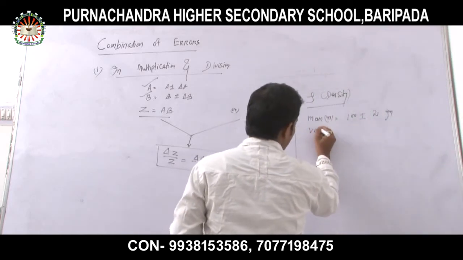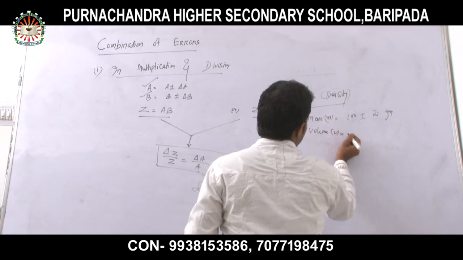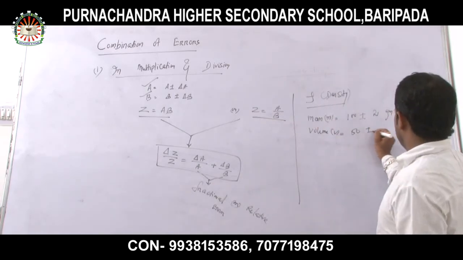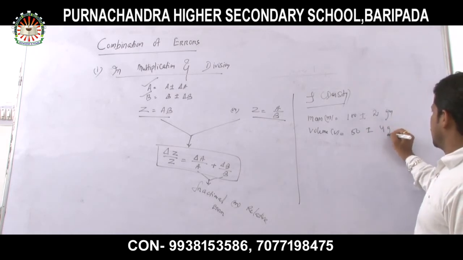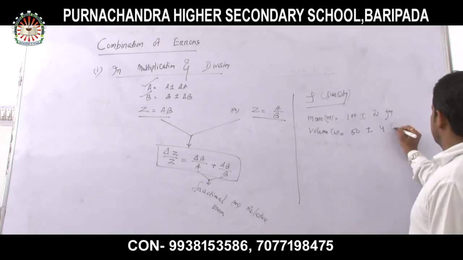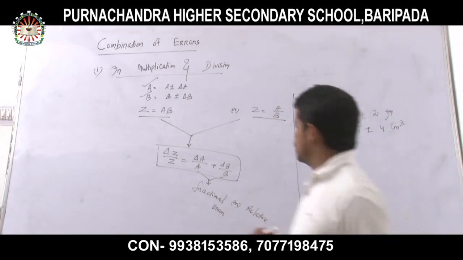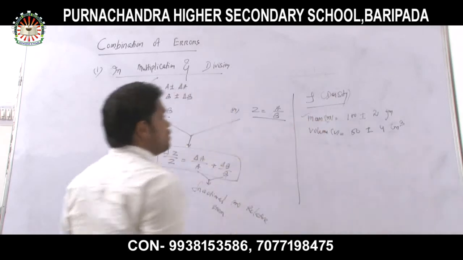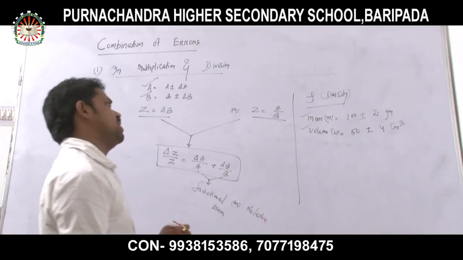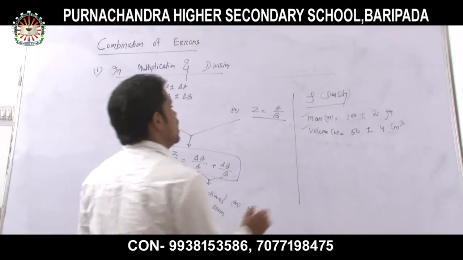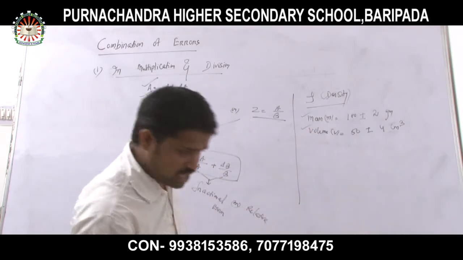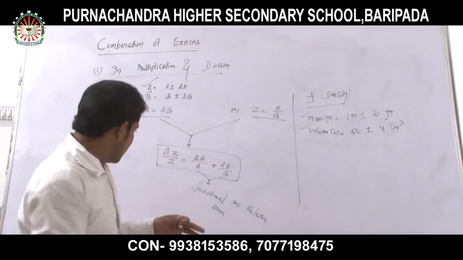And what is the volume? V is given as 50 plus minus 4 centimeter cube. Clear? So these are the two quantities given. Mass is given 100 plus minus 2 gram. Volume is given 50 plus minus 4 centimeter cube. And you are going to find out the error in density. Okay. So let us go to the same formula.